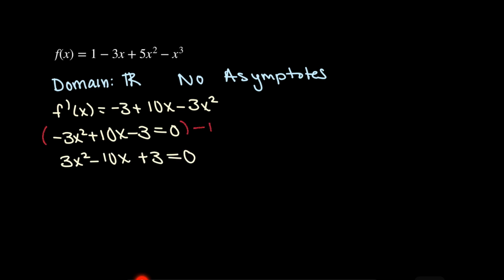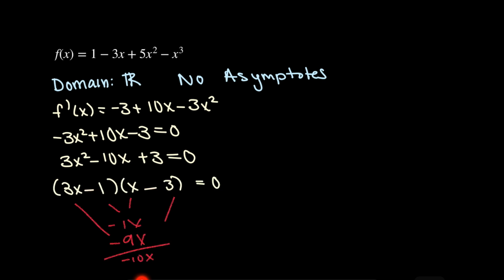I'm going to go ahead and multiply everything by negative 1. I find it easier to solve quadratics if that first term is positive. So 3x squared minus 10x plus 3 equals 0. I'm going to see if I can factor this. If I couldn't factor, I could use the quadratic formula.